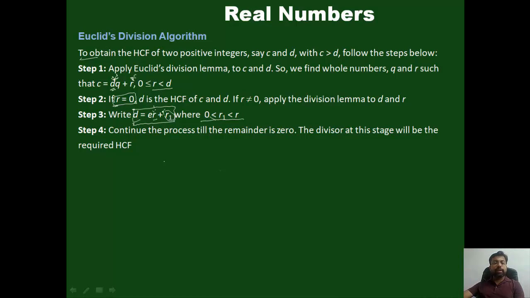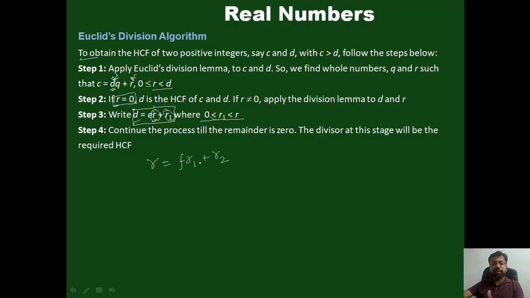Now again you check whether the remainder comes out to be 0. So you have to check whether R1 is 0 in this step. If R1 is 0, then the divisor, which is R, will become the HCF of the two original numbers C and D, and you stop the process there. If R1 is not equal to 0, then you have to go to step 4, which again would mean that you take the divisor from the previous step, that is R, and the remainder in the previous step, that is R1, and you have to find numbers such that R is equal to F into R1 plus R2. Now R, R1, F, R2, all these are numbers.